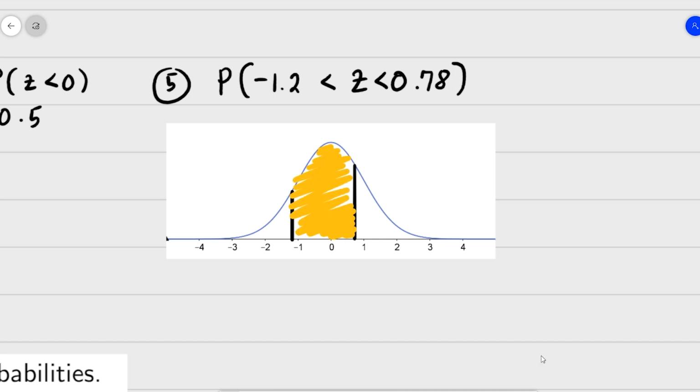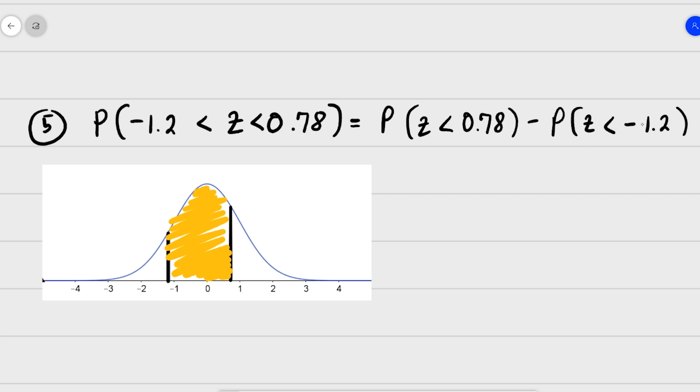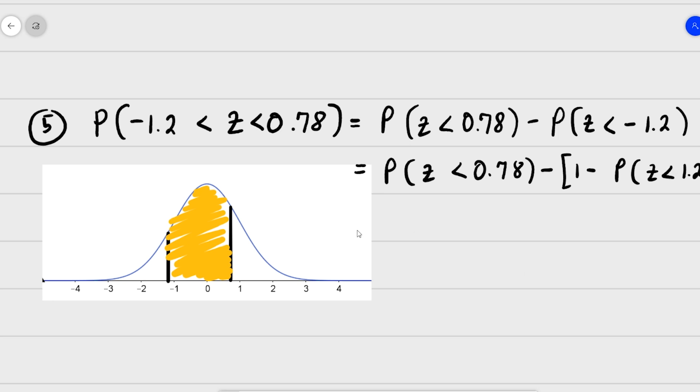Okay, so again, nasa pagitan ulit ng dalawang z-scores, all we have to do is to get the probability that z is less than 0.78 minus the probability that z is less than negative 1.2. But the problem is, we don't have negative 1.2 sa table natin. So, gagawin pa natin dyan, kailangan pa natin yung isubtract from 1. So, 1 minus the probability that z is less than positive 1.2. Okay? So, 0.78 and 1.2.